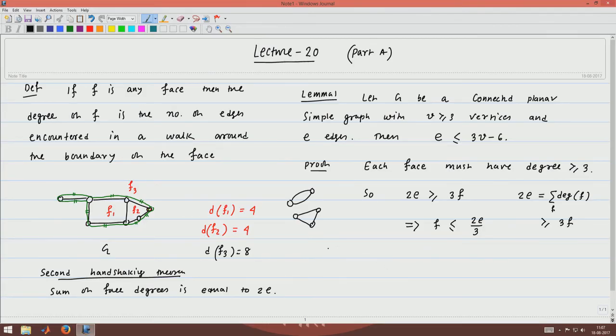Now, from the Euler formula, what we know is that V minus E plus F is equal to 2. Now, I replace F by a bigger quantity, twice E by 3.